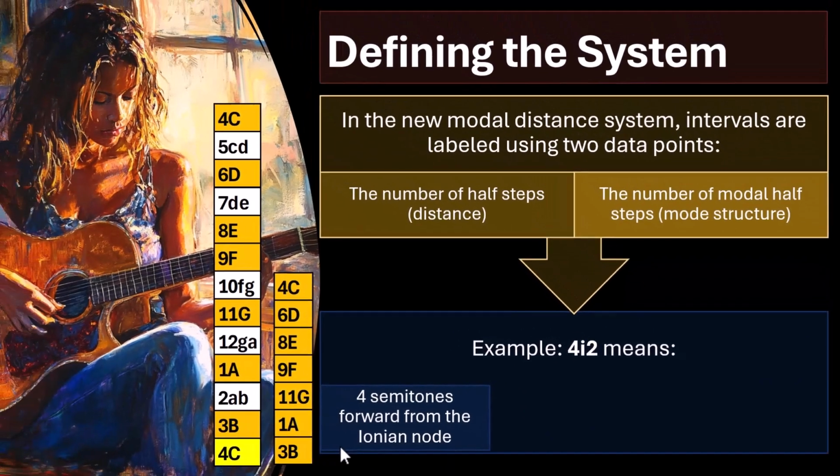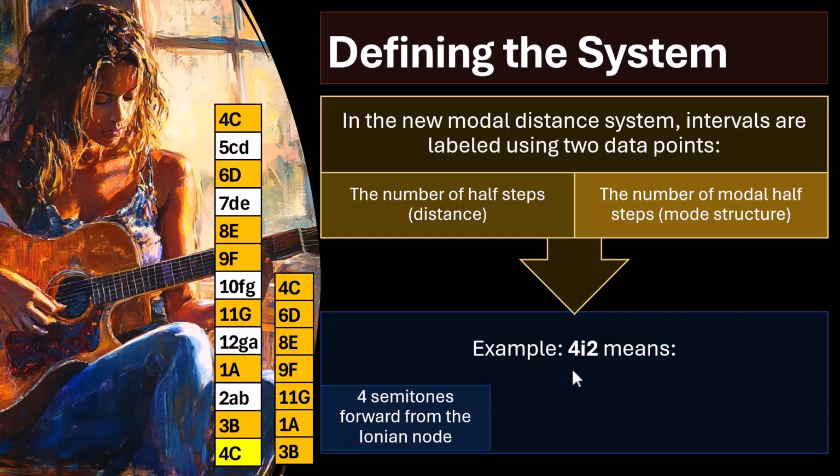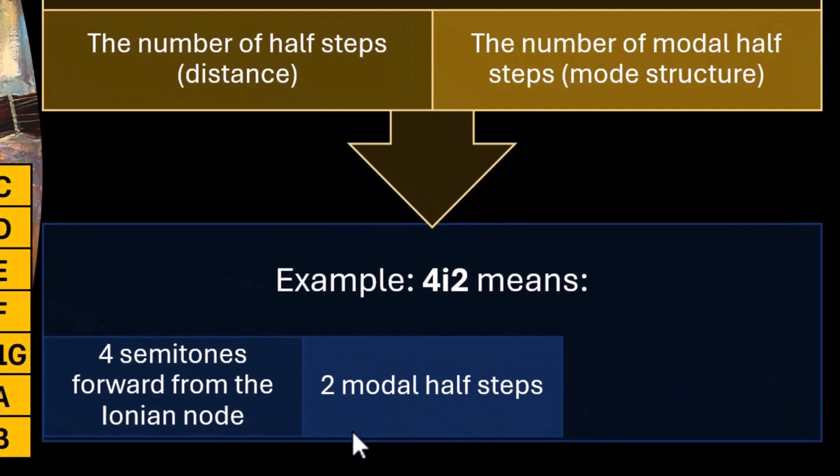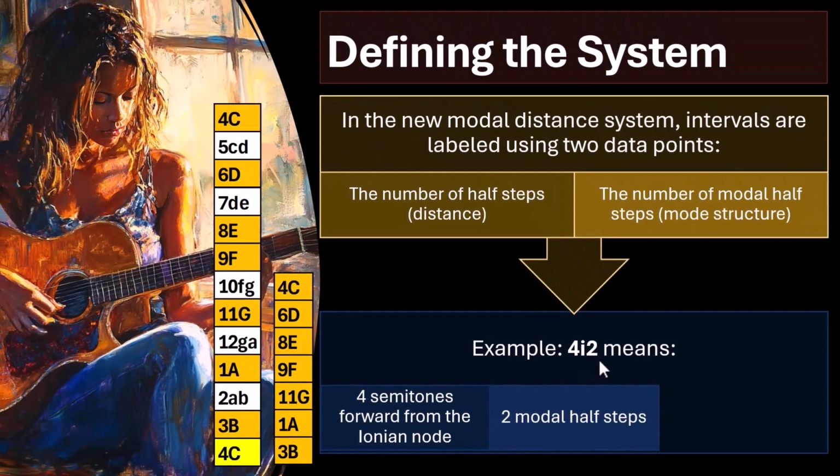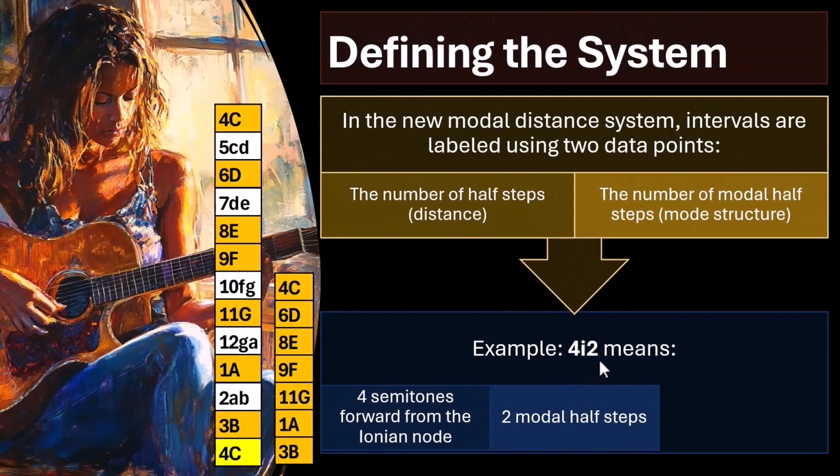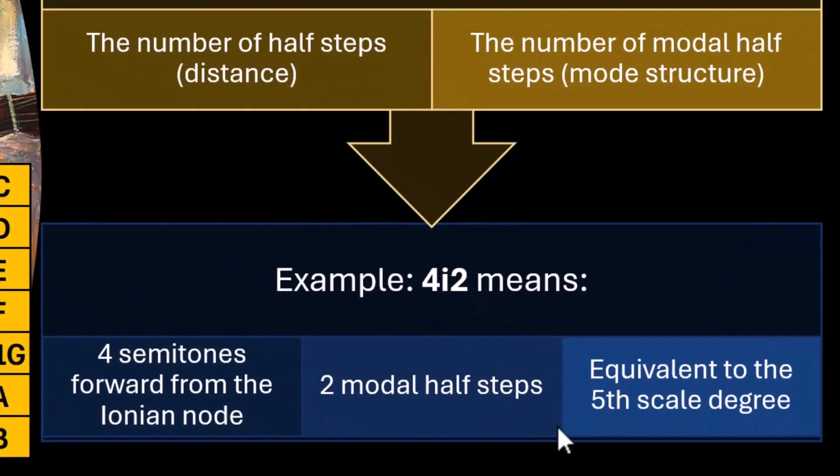So this would give us 4 semitones forward from the Ionian. That's what that 4 stands for. 2 modal half steps, that's what that 2 stands for, which would be the third scale degree, because the third from a scale degree term is always off by 1. It's too high by 1, and it's equivalent to the third scale degree.